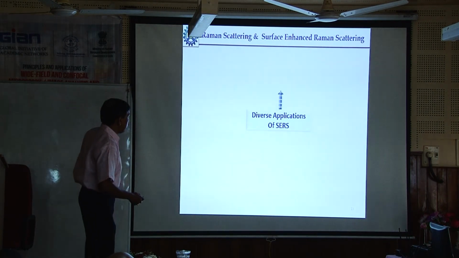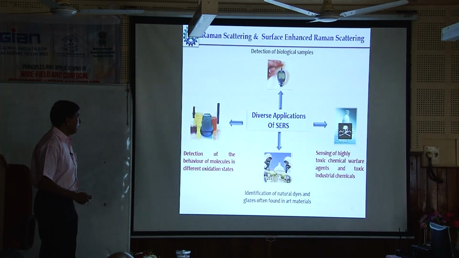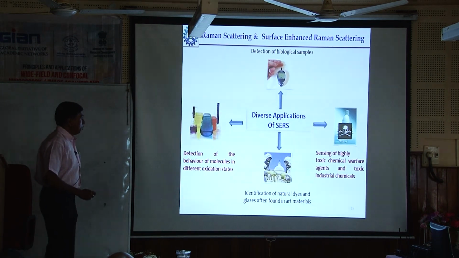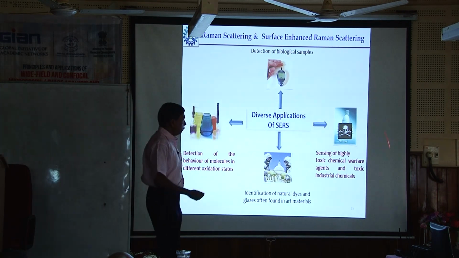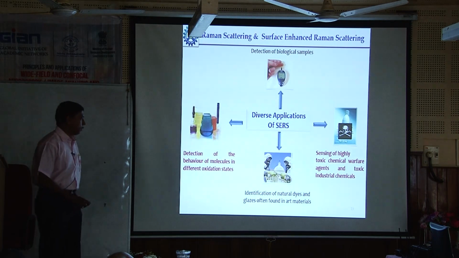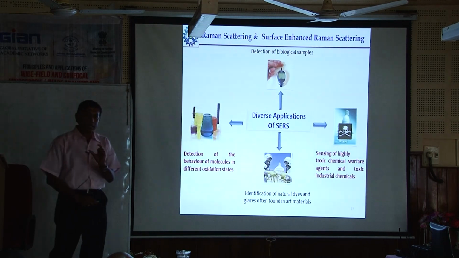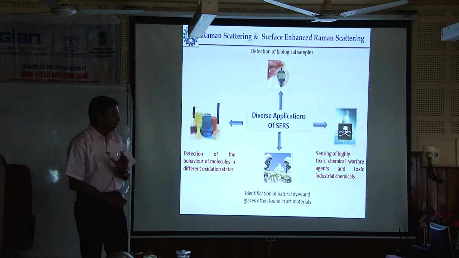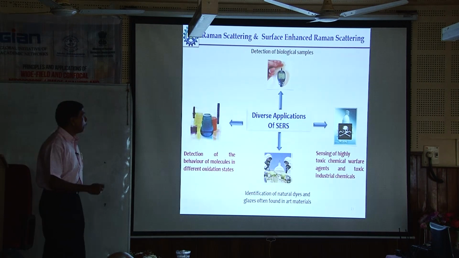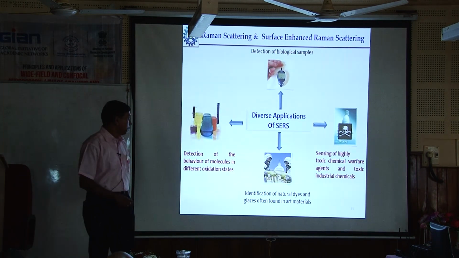So, coming to the application side, first people started with toxic chemical detection, chemical warfare, and then people used it to detect dyes and other materials. Even in chemical reactions, people are using it to check oxidation states, and now people are using it mostly in biomedical application detections.